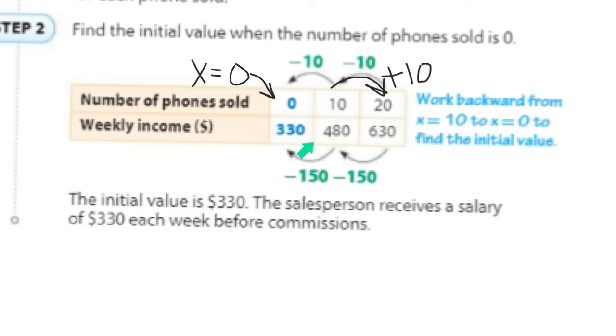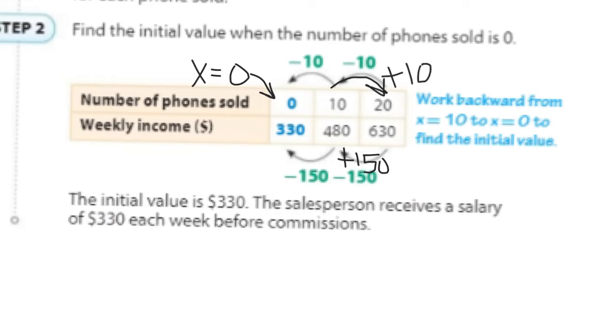And also look at the weekly income. Prior, they were adding 150 when they went from selling 10 phones to 20 phones. They added $150. But rather than add 150, we subtract 150 and you get $330. So that tells you that if the salesperson sells 0 phones, they'll make $330 that week. And that's called the initial value.